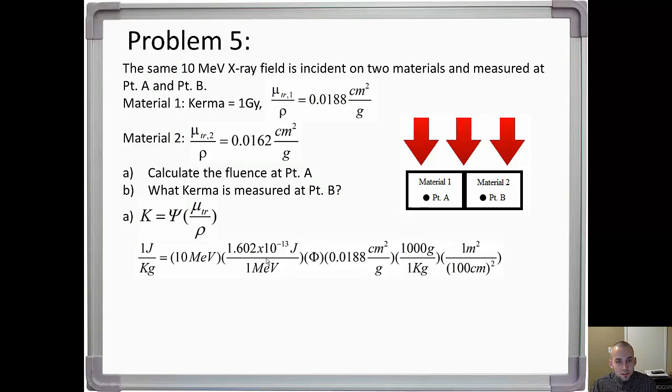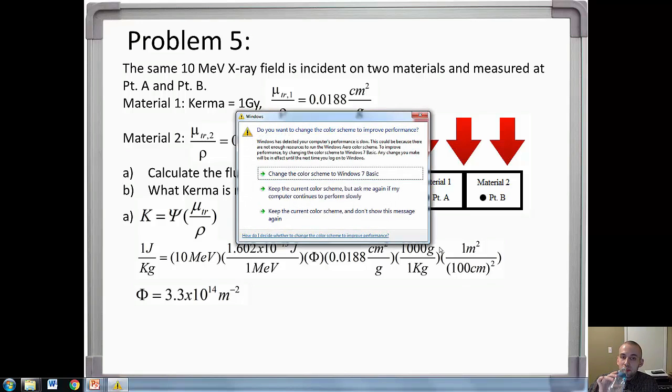Of course, there's quite a bit of unit analysis. So here's a 10 MeV. We're converting it to joules to match this 1 joule per kilogram. Here's our fluence that we are calculating. mu-TR over rho. Here's our conversion to kilograms, because 1 gray is equal to 1 joule per kilogram. And then here's our unit analysis for meters squared. So we can go ahead and calculate for fluence. We get 3.3 times 10 to the 14 meters to the negative 2.